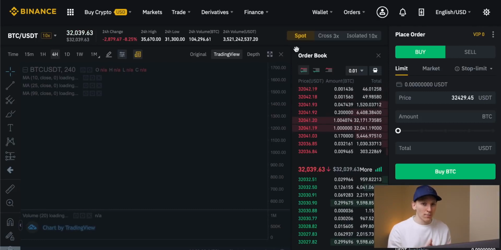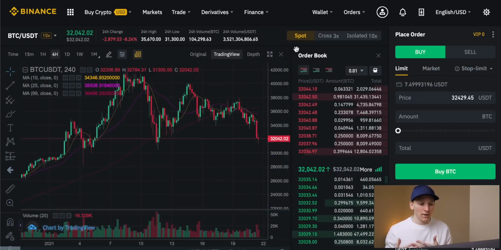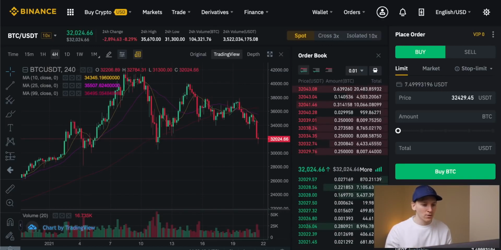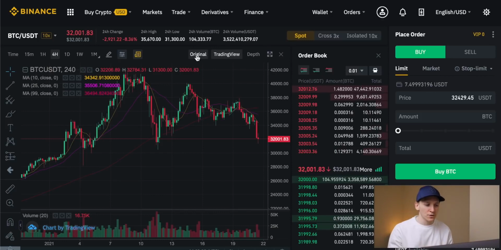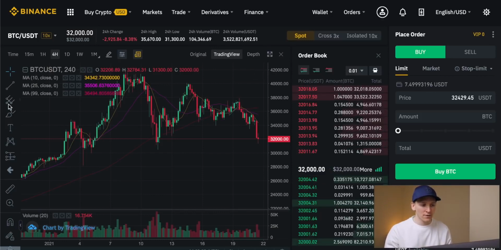And if you're not using Binance, if you're using something like Coinbase Pro, then you're going to have a similar layout. So they're not exactly the same, but the layout will be similar overall. But the first thing we're going to do is just look at the chart and how to read it. So on Binance, you have a few different options for the chart. You can have original, and that takes away all of the technical analysis drawings for you, or you can have TradingView. So I want to look at TradingView first.